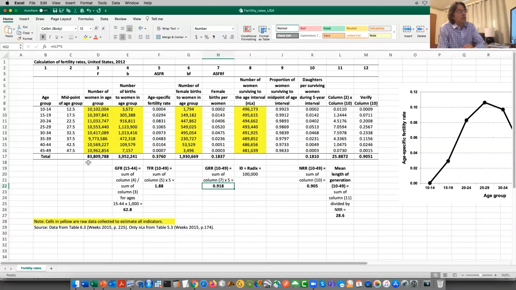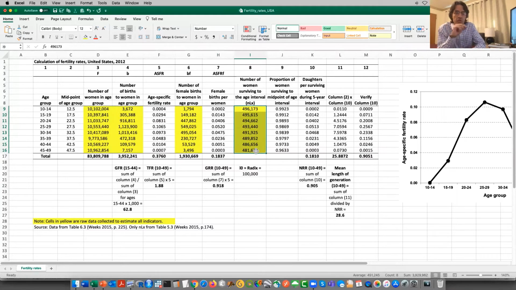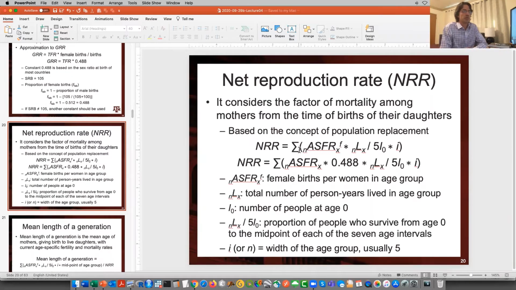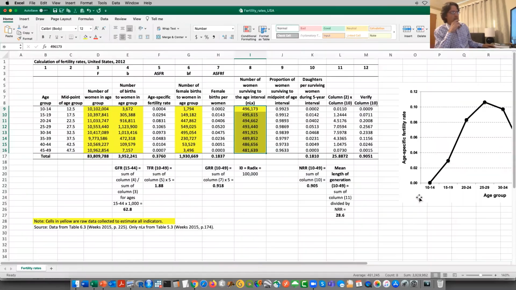Now, the next information that we need, from other sources, will measure the factor of mortality. Let's just go now into this slide about the net reproduction rate. We need this total number of person years lived in each one of the age groups. So if we have, let's say, 100,000 women born in a specific year in a specific country, 100,000.